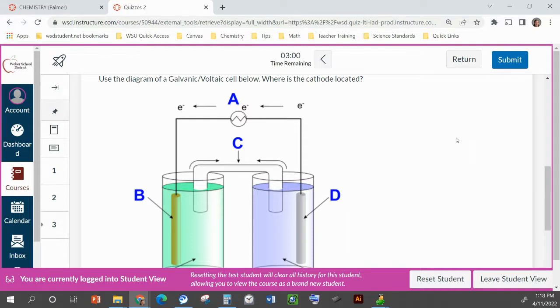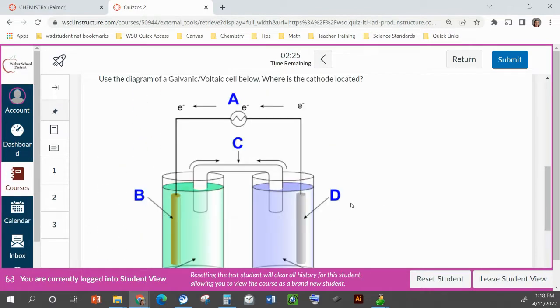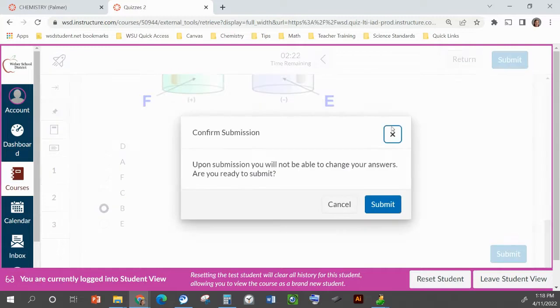So we can see these electrons. I think of OIL RIG. Oxidation is loss. Reduction is gain. Reduction happens at the cathode. Electrons are going to B, so that must be the cathode. Reduction is gain. This is gaining electrons. This must be the cathode. And electrons are leaving D, so that must be the anode. Okay, questions on that? All right. So B is our cathode. That's what it's asking.